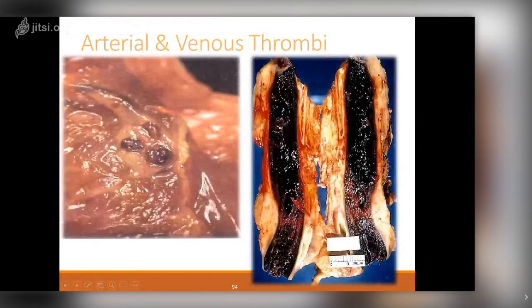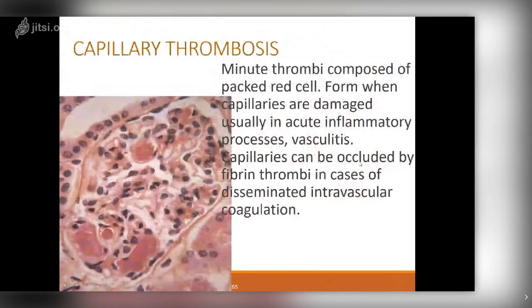Here, for example, you see some artery occluded with thrombi. Here you see huge thrombus, most probably in the vein, and capillary thrombi, minor thrombi that are made up of red blood cells. Here, for example, in the loops of glomerulus. And usually the consequence of damage of capillaries by inflammatory process or vasculitis, or they may be the hallmark of disseminated intravascular coagulation.